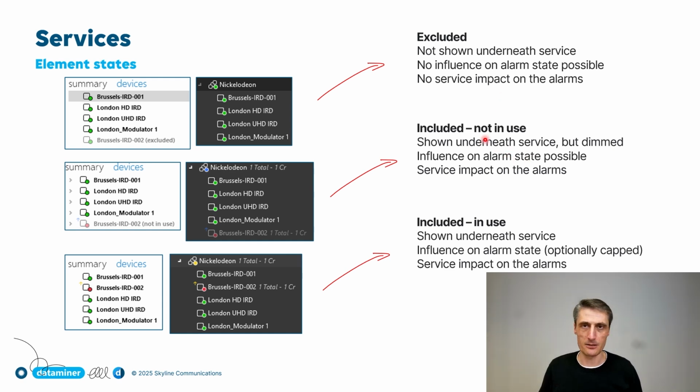Typically you use one or the other. So if you go for that not in use, then you will see that it is not marked with excluded in the service itself, but it's not in use, and therefore it is still visible under the service, and the service will show that the IRD2 is there, but it's a little bit dimmed out. So it's still there, but it's dimmed out. So you can see visually that it's not in use.